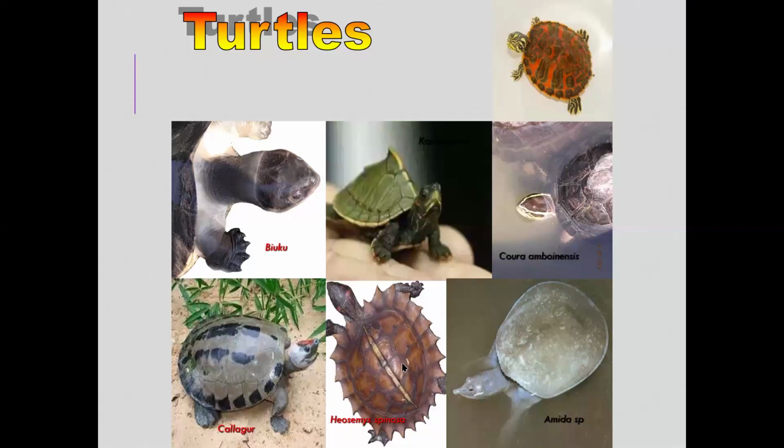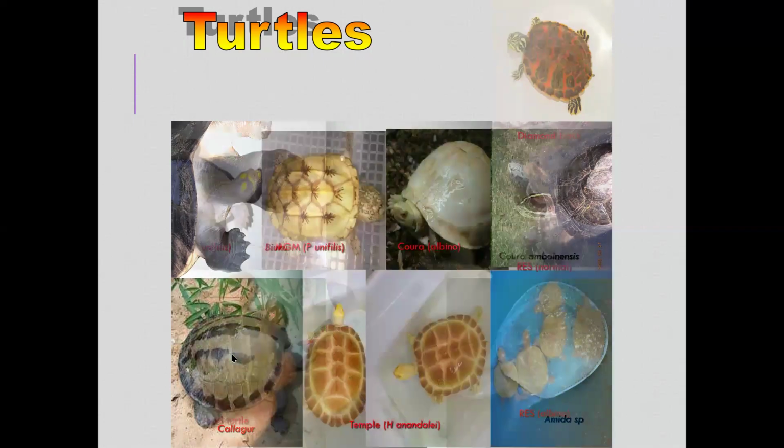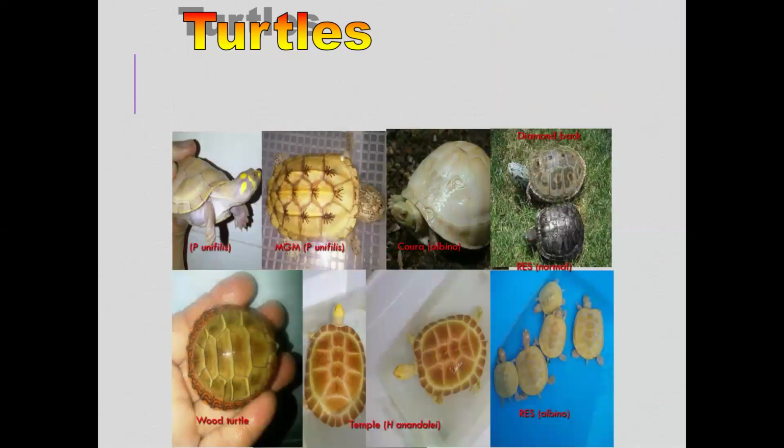Their habitat is in Borneo. This is a soft shell turtle, Amyda sp. Yes, in some countries they use it for soup. This is an Ambon freshwater turtle. This is a pig-nose semi-aquatic turtle. And then this is an example of a tortoise.